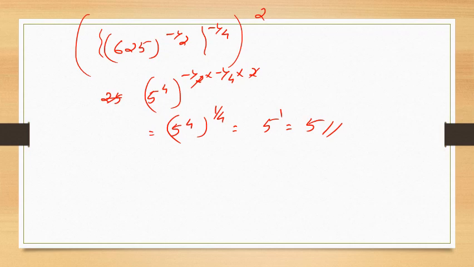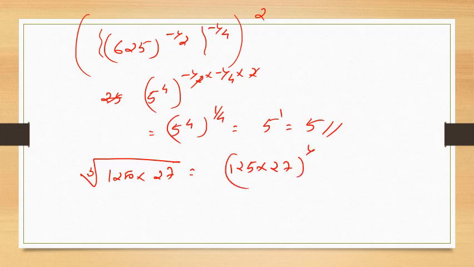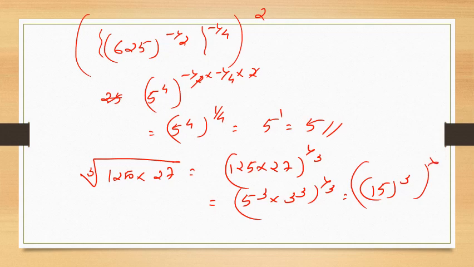Next question. Find the value of cube root of 125 into 27. Cube root of 125 you can write it as 125 into 27 raised to 1 by 3. Cube root of 1 by 3. 125 is what? 5 cube. This is 3 cube raised to 1 by 3. So what is it? 5 into 3, 15 cube raised to 1 by 3.